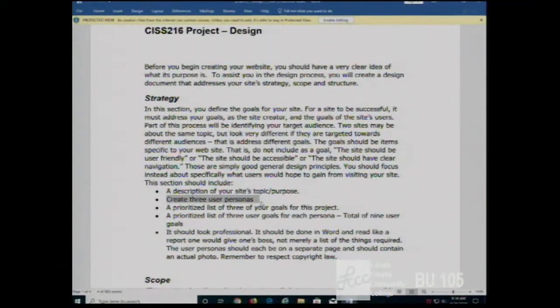So you're going to describe your site's topic or purpose in a paragraph. You're going to create the three user personas, and you are going to create three goals for you, putting yourself in the shoes of whoever's creating this website, and three goals for each of the personas. So when you're done, you should have 12 goals. Now, there's going to be some overlap.